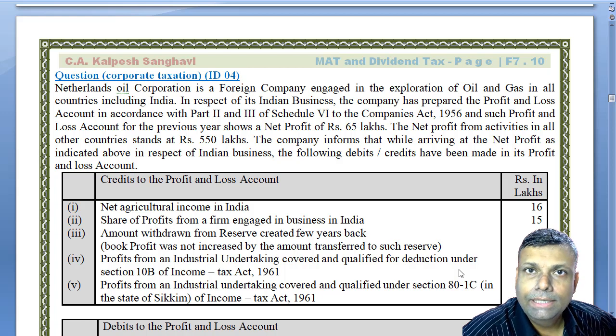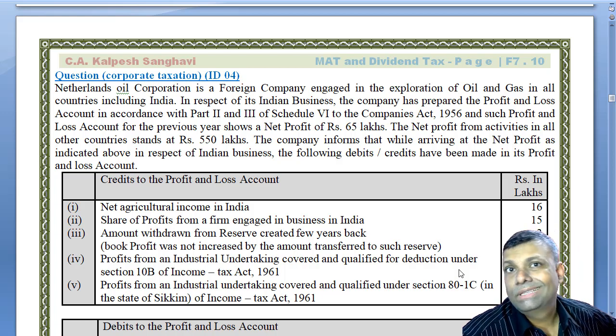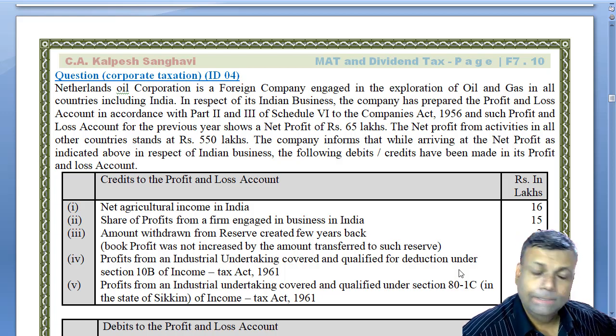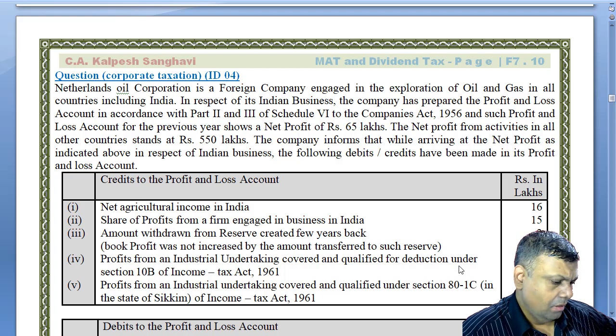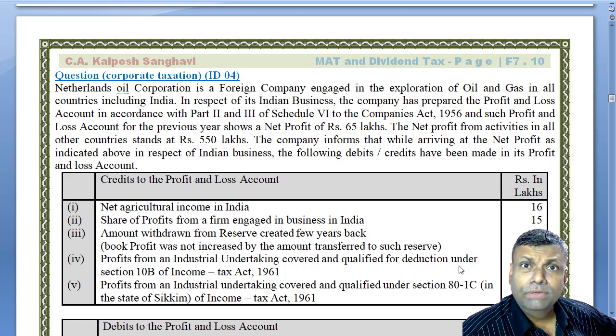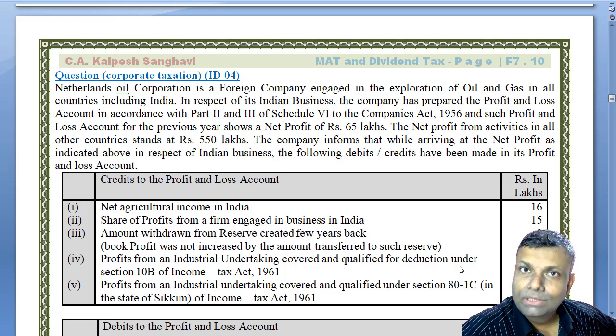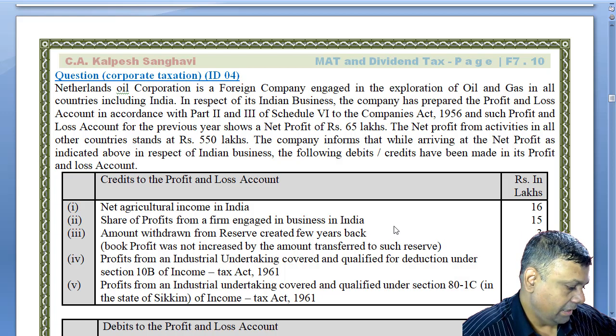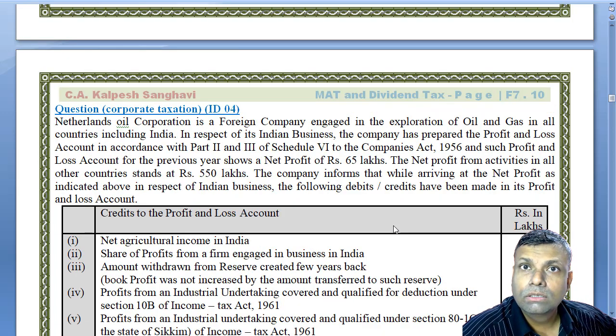Welcome back, friends, and let me start with some more discussion on corporate taxation. This is one of the very valuable, very important questions. Come to this particular page, friends. The chapter ID number and the page number you can see on the screen. And let me read the question.